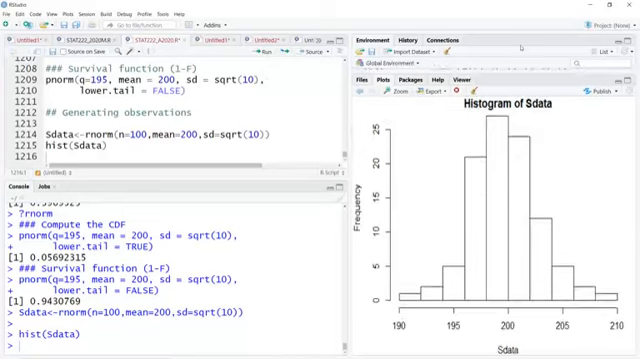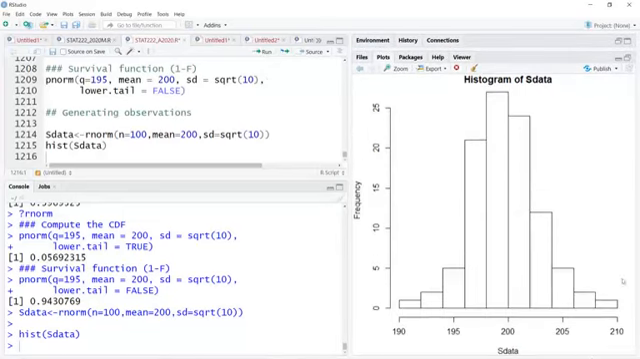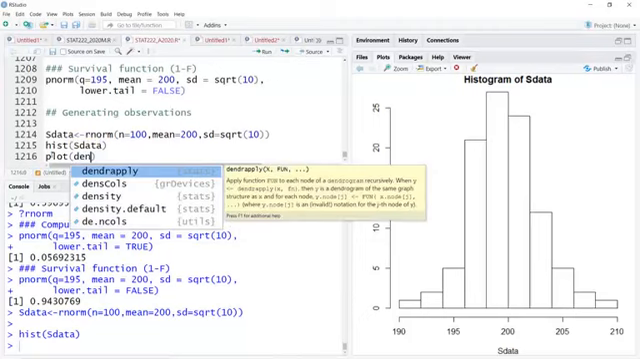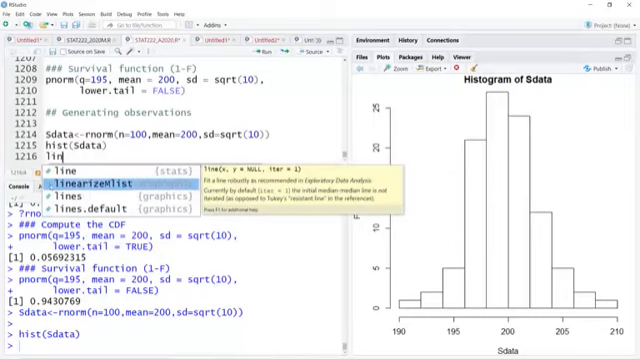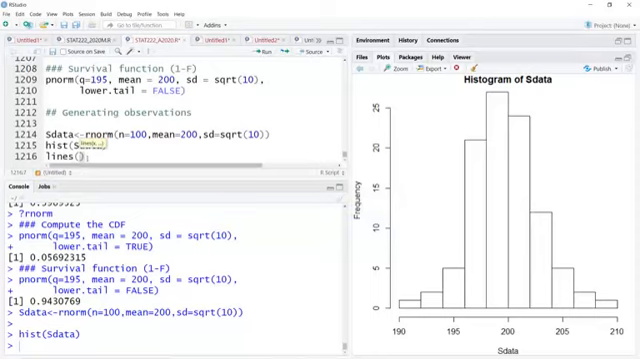There it is. So this is a histogram, and look at it. The histogram of the S data, you see the mean is around 200 and so forth. So you can superimpose your density. So plot, no, lines, sorry, lines, okay, density, as you did in one of your assignments.